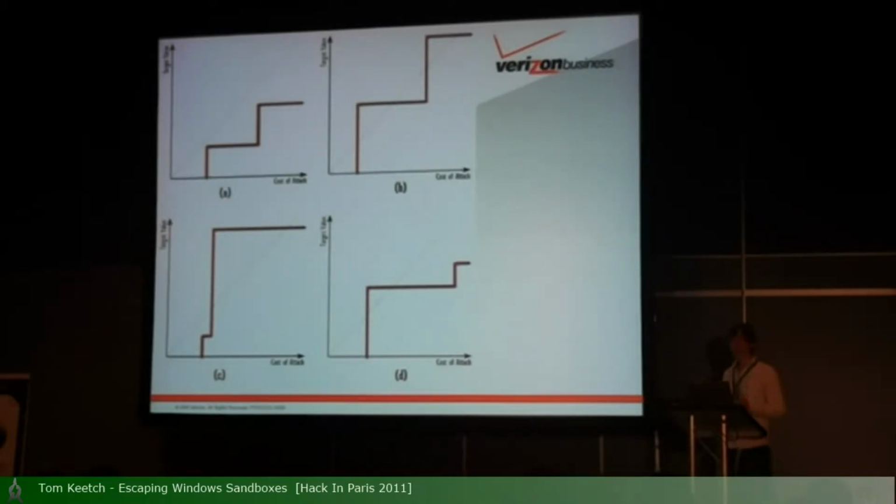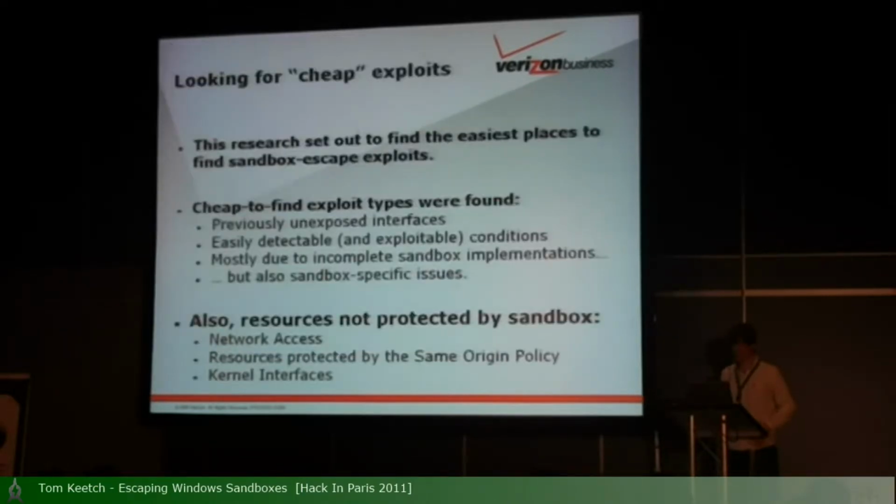Case C is where it's an exploit mitigation that's trivial to bypass, and case D is where you've got an extremely strong sandbox, but you may be protecting the wrong thing. So even without bypassing the sandbox, you're still gaining access to all the resources that are actually your objective. Okay, so this was focusing on cheap exploits, and I hope that's framed the argument to show why this is important.